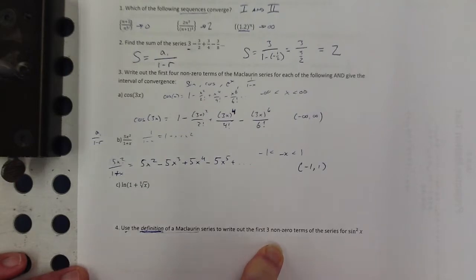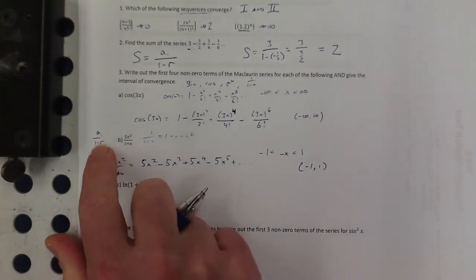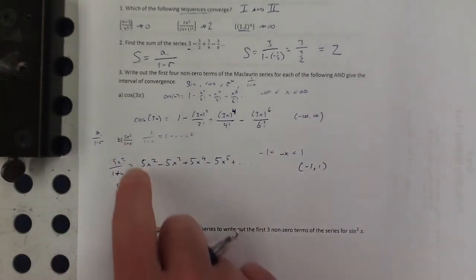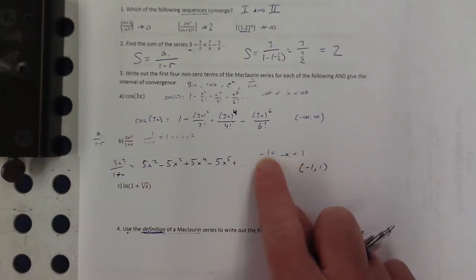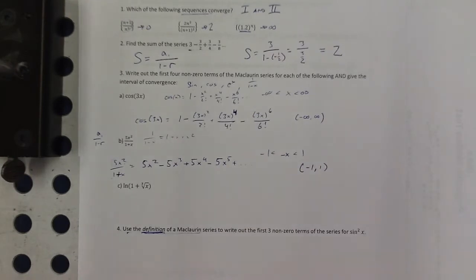Think about that for a second. Pause the video. Think about that for a second. Now, the answer to that question, do you have to check the endpoints, is no, because this is a geometric series, and geometric series never converge when the multiplier is 1 or -1. So you do not have to check those endpoints if it's geometric.